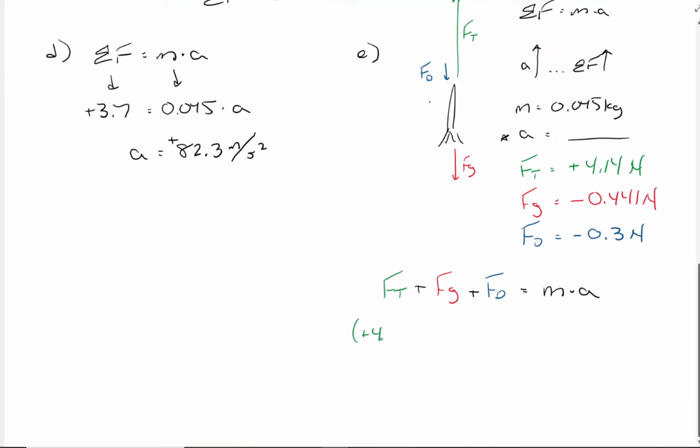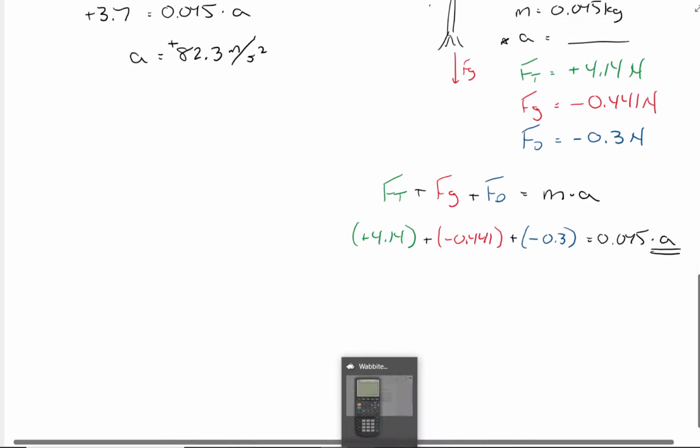I'm going to put them into my equation with the values. I have positive 4.14. I have negative 0.441. And I have another negative, which is drag, negative 0.3. Apologize for all the sig figs; I have different number of decimals. And the mass is 0.045, and I'm solving for that unknown a value.